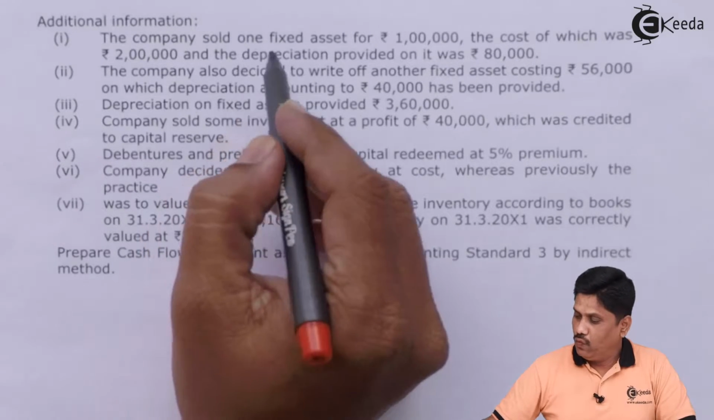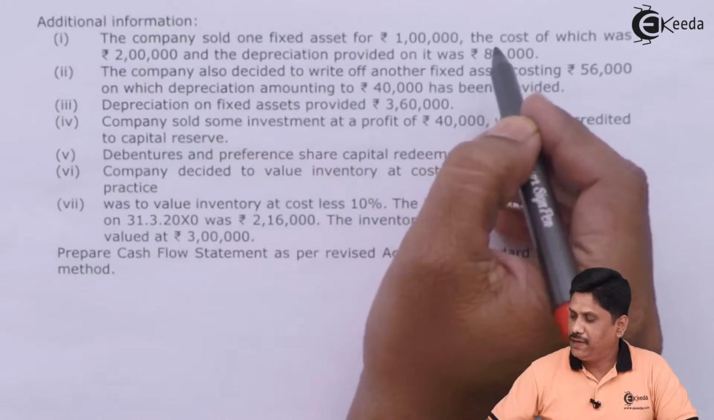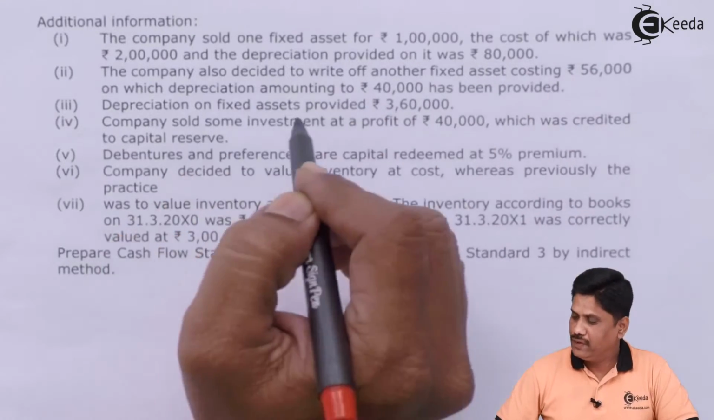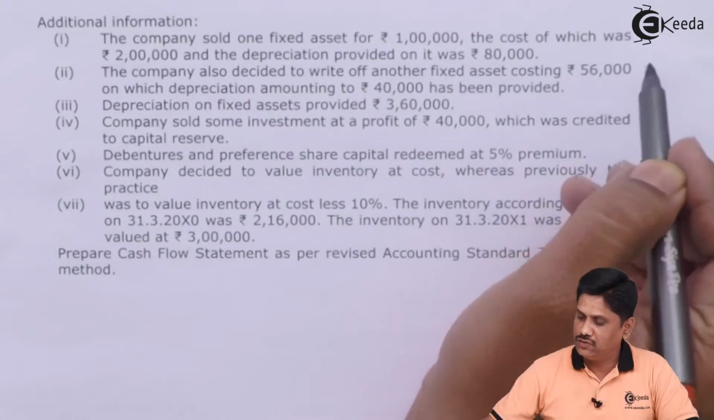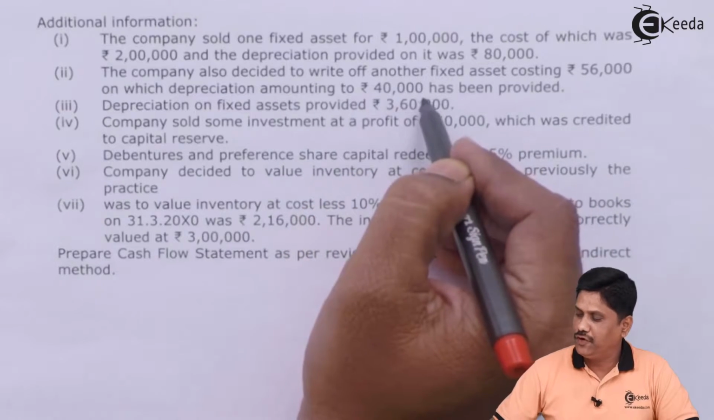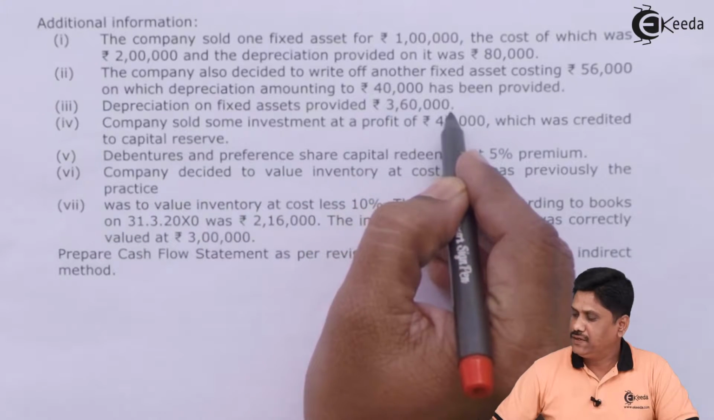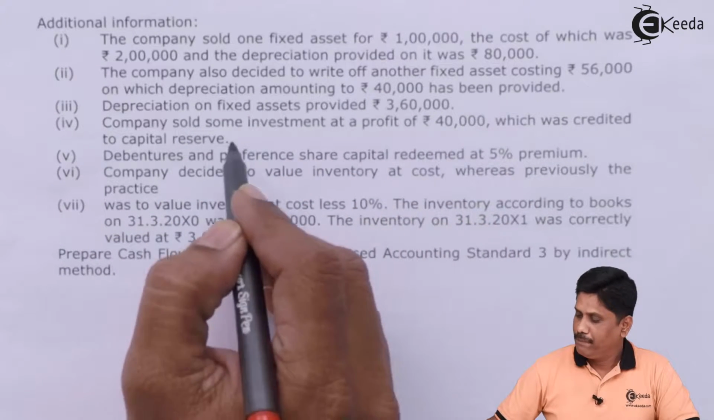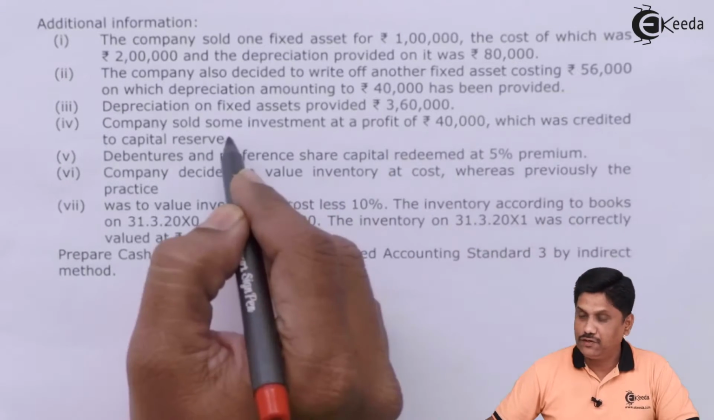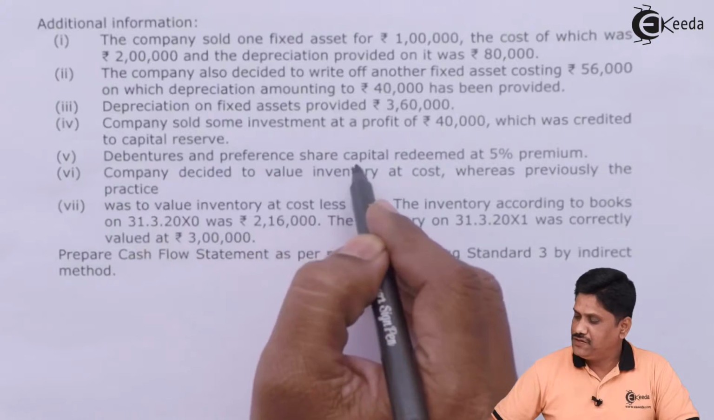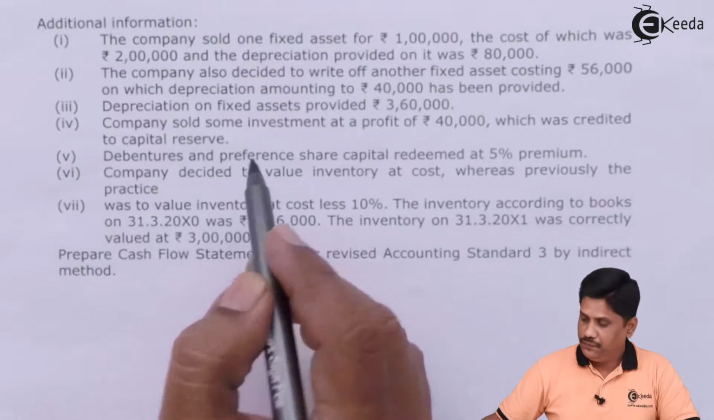Company sold one fixed asset for rupees 1 lakh, the cost of which was rupees 2 lakhs. Depreciation provided on it was rupees 80,000. Company also decided to write off another fixed asset costing 56,000 on which depreciation amounting to rupees 40,000 has been provided. Depreciation on fixed asset provided is 3,60,000. Company sold some of the investment at a profit of 40,000 which was credited to the capital reserve. Debentures and preference share capital are redeemed at 5% premium.